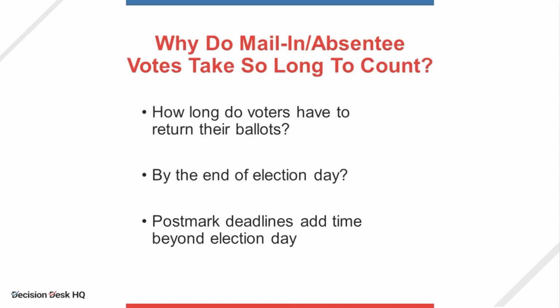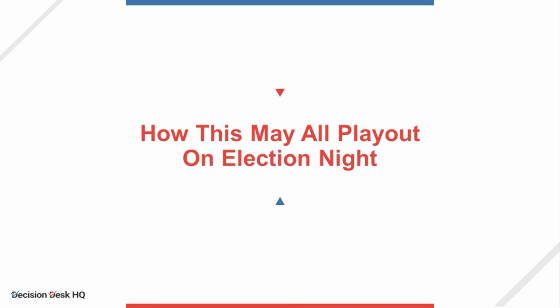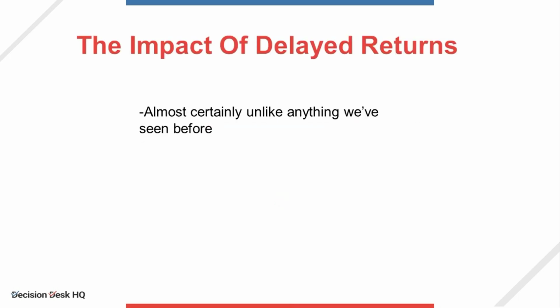Yes, they're technically voting on election day, but those ballots are going to take more time to count than a commensurate ballot that is voted in person on election day because of the processes we were just talking about. So not knowing what that universe of ballots is and then having to actually process them is what leads to delays in counts. Ultimately, that's what gets us to election night and what it's going to look like. It's going to be different. It's going to be unlike any election night we've seen before because of exactly what we were just talking about.